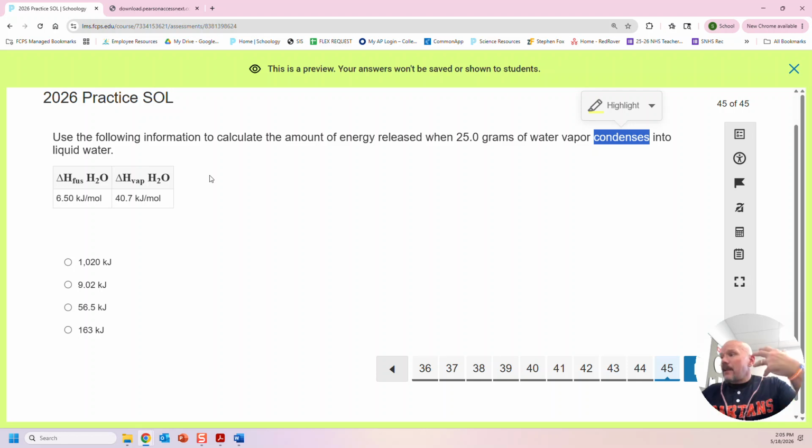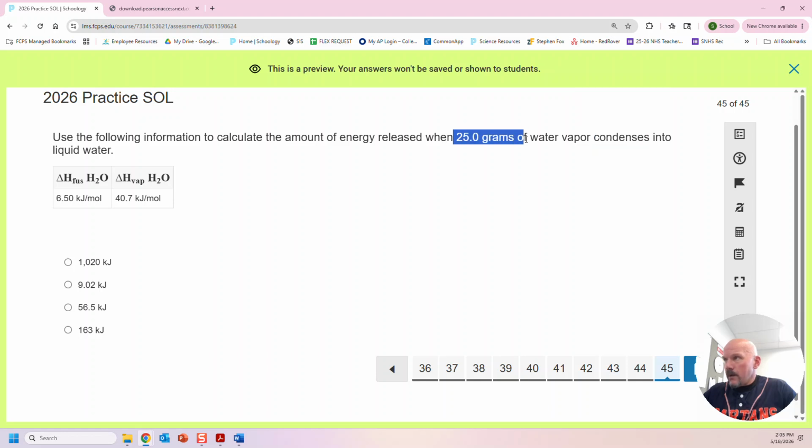Now, let the units tell you what to do, right? You have grams of water. You're given this measurement that says energy per mole, and notice you just want energy. So if you have energy over moles and you want just energy, what do you multiply? You multiply by moles. If I take this value and multiply it by moles, moles will cancel out and it will just give me kilojoules. So what do I have to do? I've got to convert 25 grams of water to moles. And then once I have moles of water, multiply it by this, and that will give me energy.